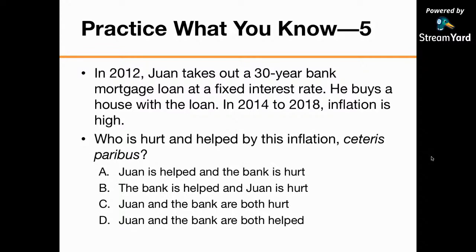And they say ceteris paribus, which just means all of the things held constant. So I'll give you guys a second. Remember, unexpected inflation is good for you, bad for the bank. Deflation is bad for you, good for the bank. You guys are so quick. The correct answer is A. One is helped and the bank is hurt.